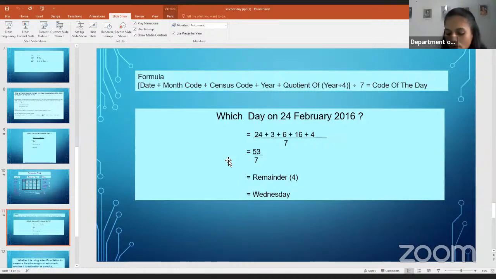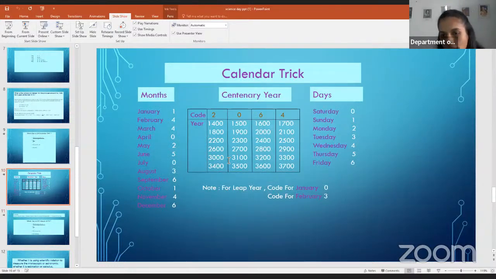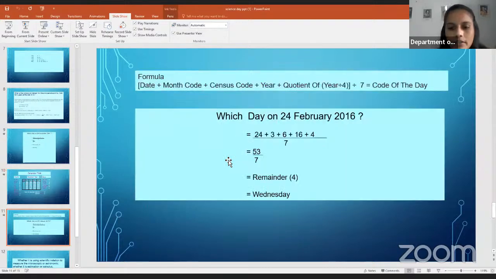Okay. So for 4, what is the corresponding day? For 4, the corresponding day is Wednesday, right? So it is Wednesday on 24th of February 2016. Okay, so in this way you can easily find out the day corresponding to any date, using the Vedic maths.